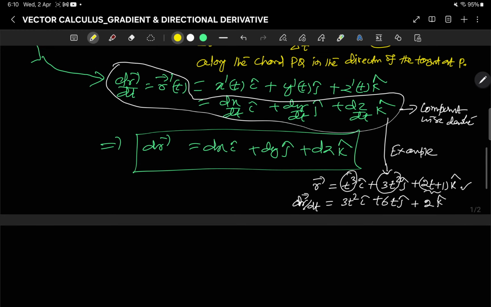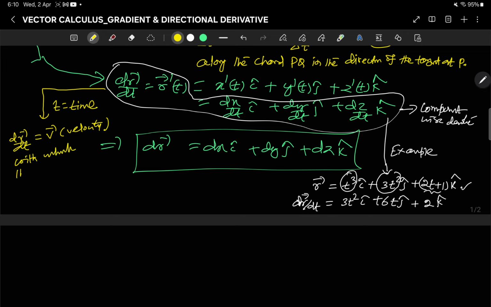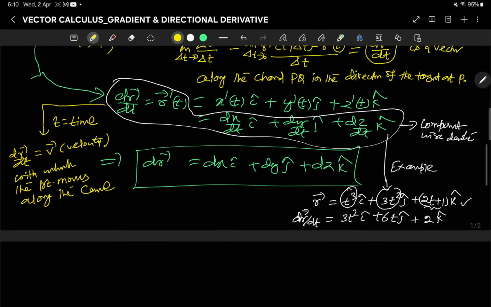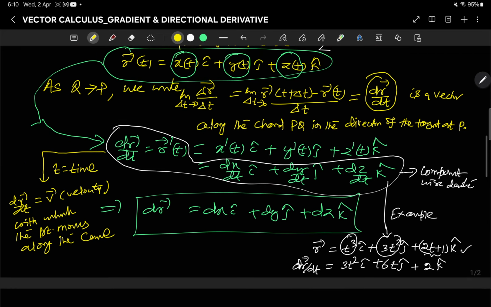Now the moment t is time, then it represents the velocity vector. Then this dr by dt is nothing but the velocity with which the point moves along the curve. So this is the interpretation. Now here r is a function of a single variable.